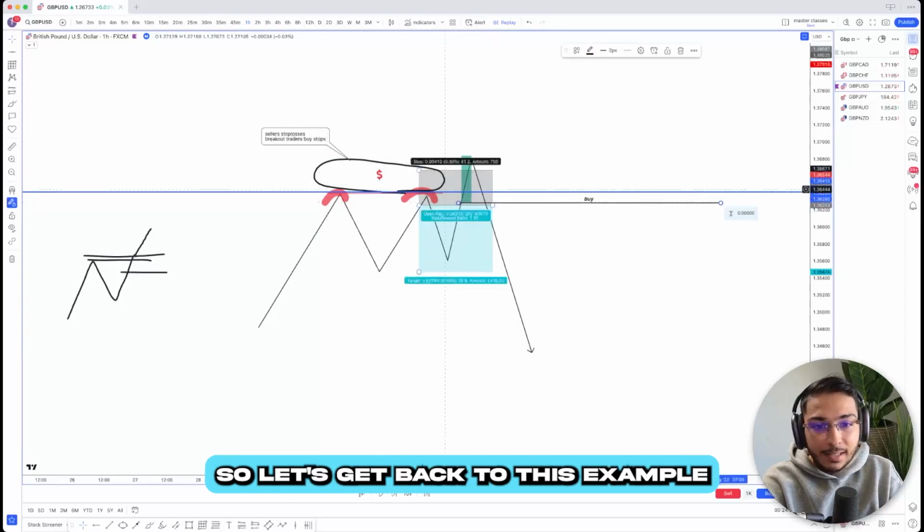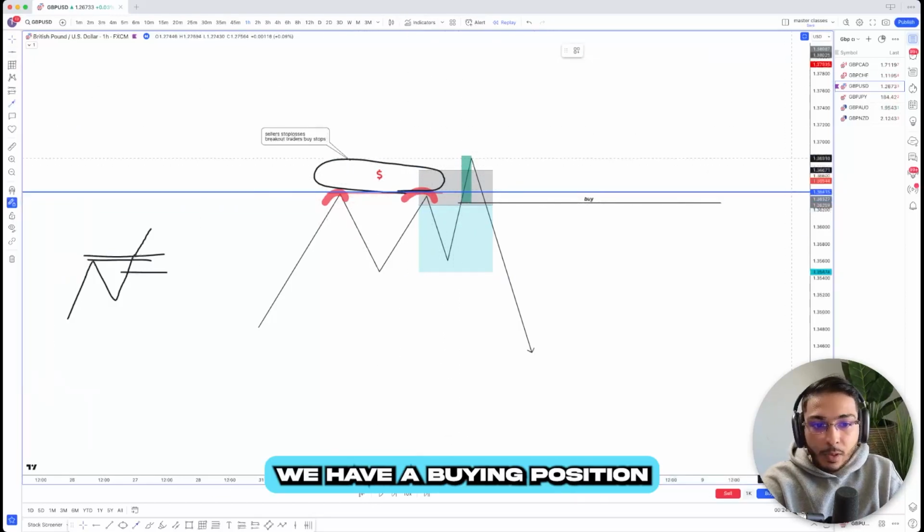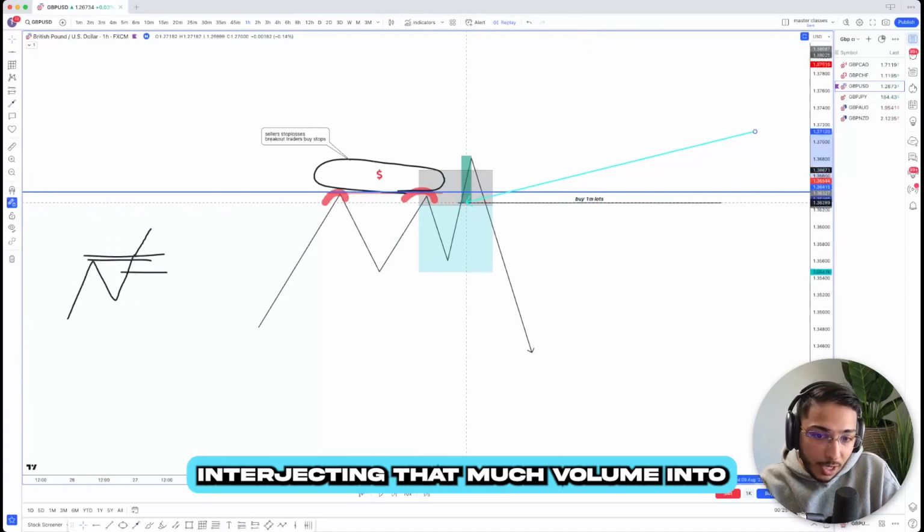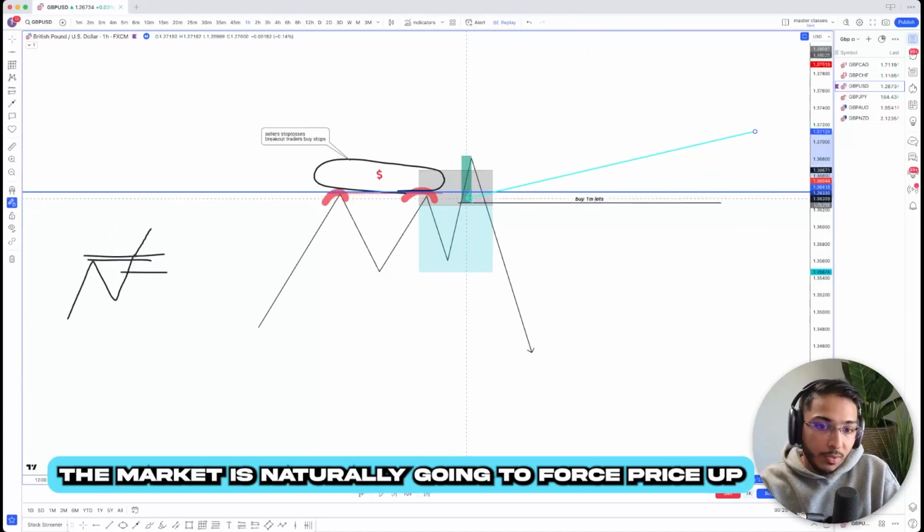So let's get back to this example. So right here, we have a buying position. In this example, let's say we buy 1 million lots here. What's going to happen is interjecting that much volume into the market is naturally going to force price up.